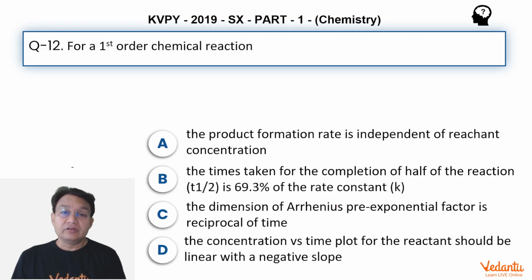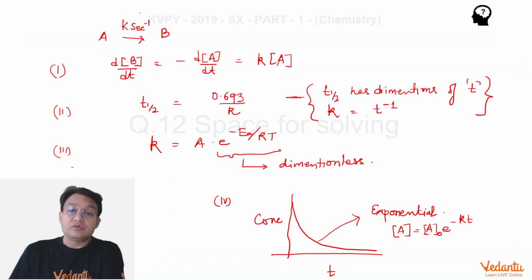Here is a question from Chemical Kinetics. For a first order chemical reaction, the product formation rate is independent of reactant's concentration. Let's see what kind of statement this is. The product formation rate is independent of reactant concentration. So suppose the reaction is A changing into B.